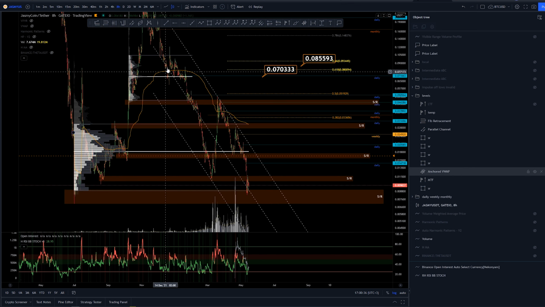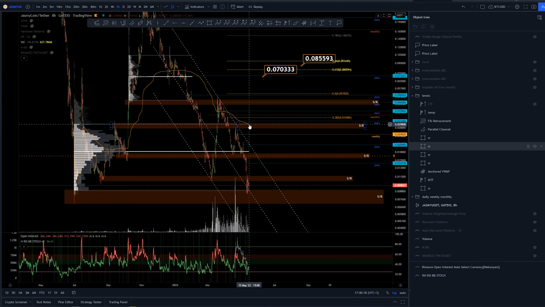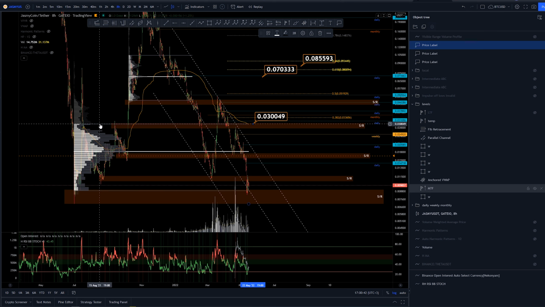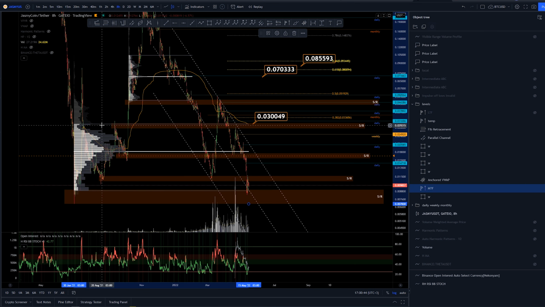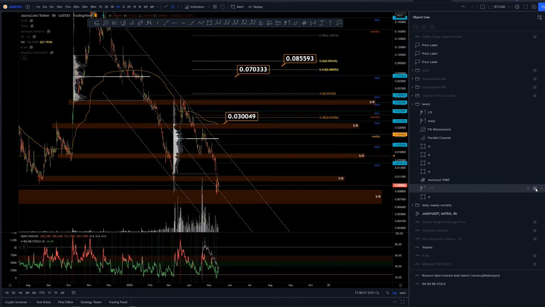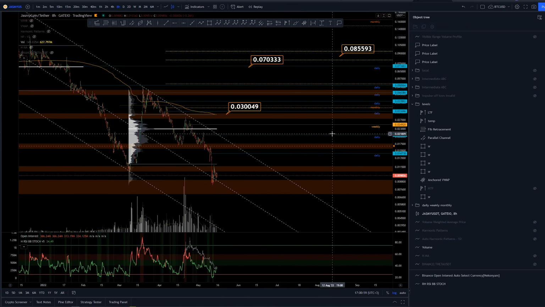Currently the anchored VWAP is coming down here at around 3 cents. We also have the higher time frame range value area high at that same area, which is definitely going to be a good amount of resistance. On this smaller volume profile, let's check that out.